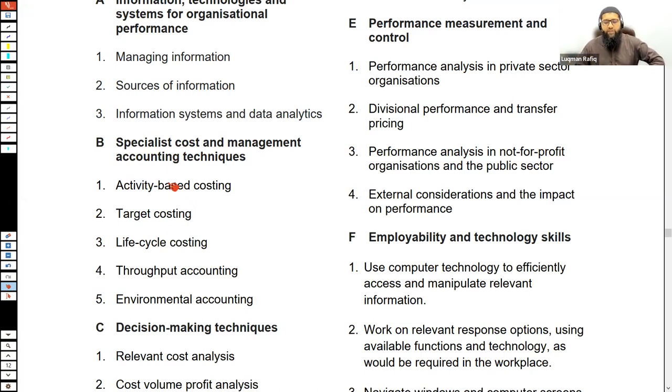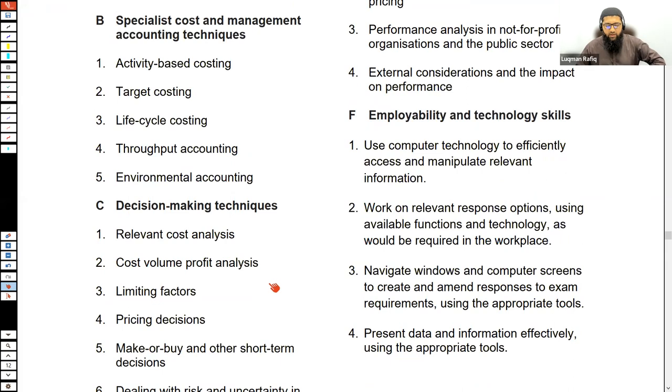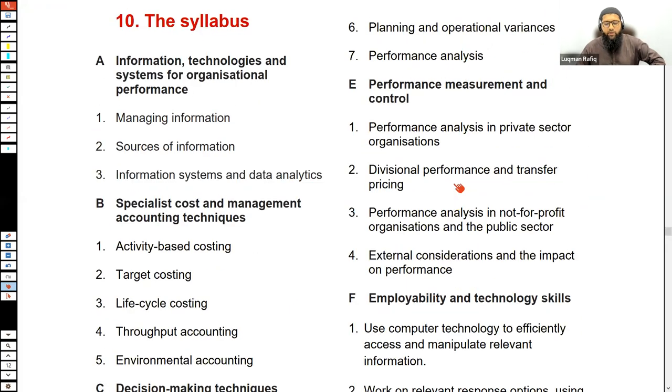Or in fact, you could say that these topics are not going to be examined in section C questions. But for decision-making, for budgeting and control, and for performance measurement and control, these are the areas which can be examined at all three levels: section A, section B, section C. So these could actually be examined at all three of the syllabus areas. So that's how things are going to be.